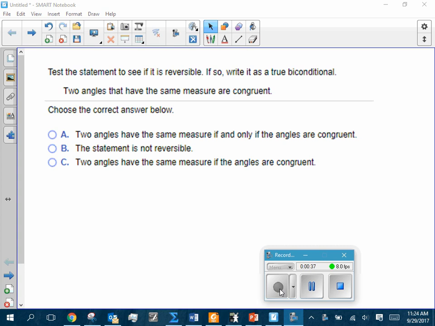Looking at A, B, and C, hopefully you recognize that the one that's the biconditional is the one that says if and only if, right? Ultimately, this thing here doesn't really do anything for us. So we're either going to choose A or B in this situation.